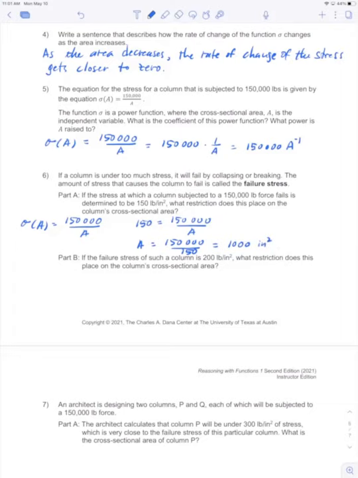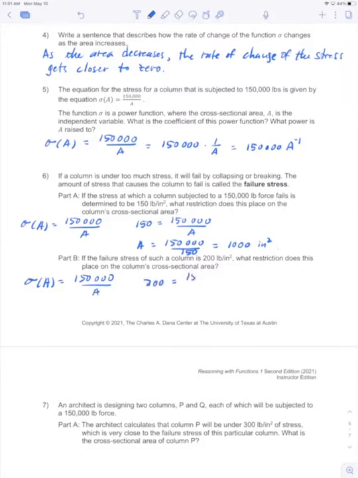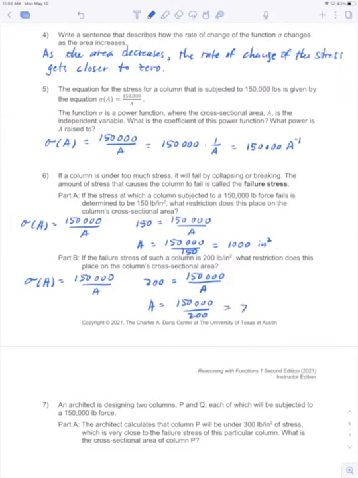Part B is worked similarly. It says if the failure stress of such a column is 200 pounds per square inch, what restriction does this place on the column's cross-sectional area? Well, I'll start with the same thing here, and I'm going to solve it the same way. I'm going to take out the sigma of A and write in 200, and then that's 150,000 over A. Solve it for A, and this ends up being 750. And again, it's square inches.